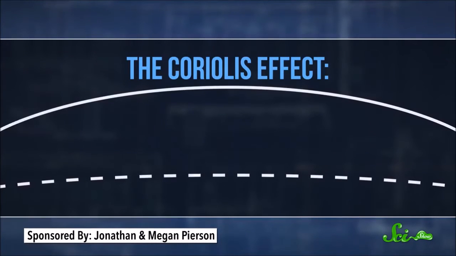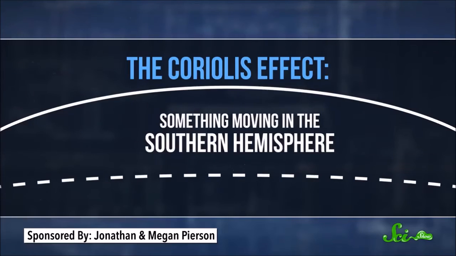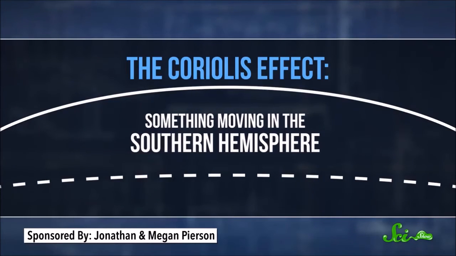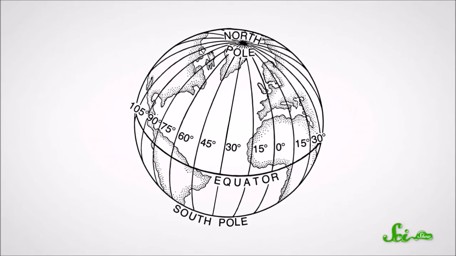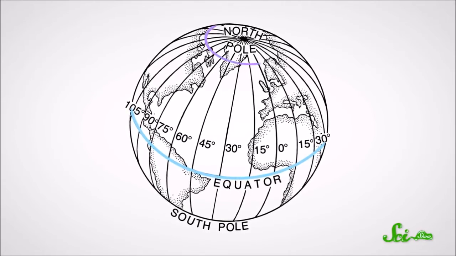The Coriolis effect says that something moving in the northern hemisphere will look like it's being pushed to the right, and something moving in the southern hemisphere will look like it's being pushed to the left. Part of the reason for the Coriolis effect comes from the fact that the closer you get to the equator, the faster the Earth's surface rotates. That's because the planet is widest at the equator, so you have to travel farther to get all the way around it than you do closer to the poles.